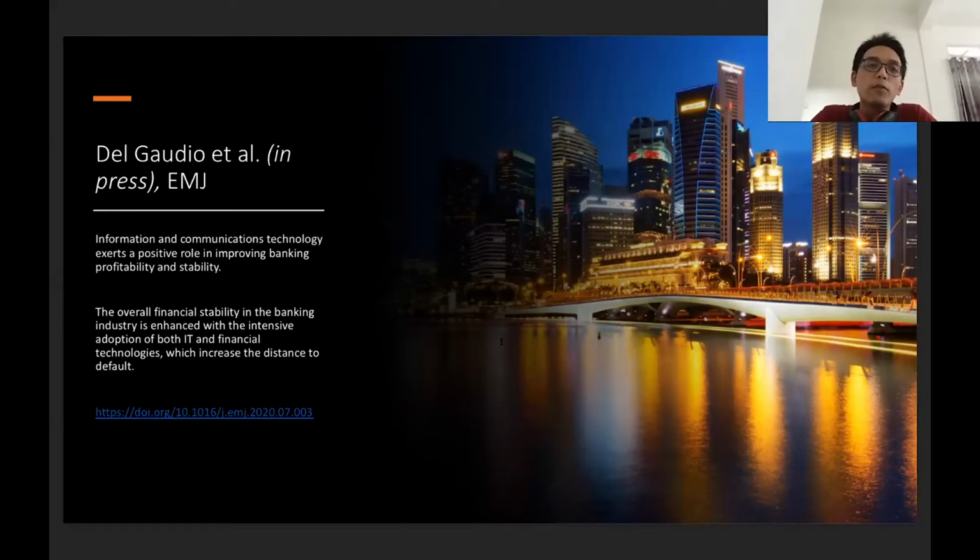So that's why Gaudio et al. found that information and communication technology has a positive role. Meaning that if banks apply information and communication technology to a higher extent, their stability and profitability will also be higher. They also found that the overall financial stability of the banking industry is enhanced with the intensive adoption of both IT and financial technologies. For instance, if in Indonesia we have around 130 or 150 commercial banks and most of them apply information and communication technology, then based on the research published in the journals, overall stability and profitability will also increase. So it is also better for the country as a whole.